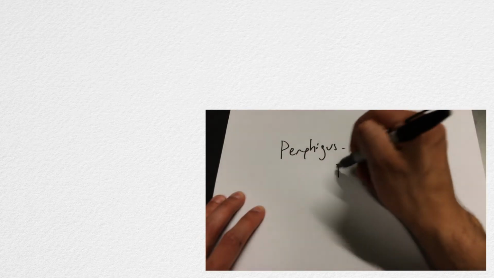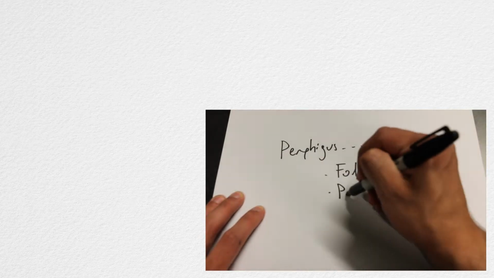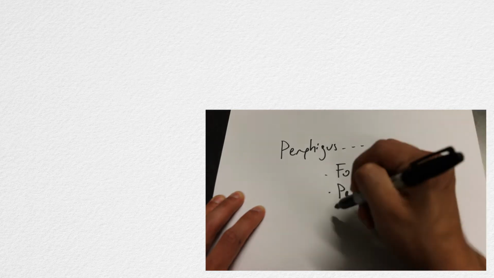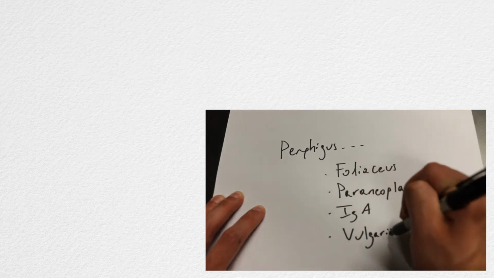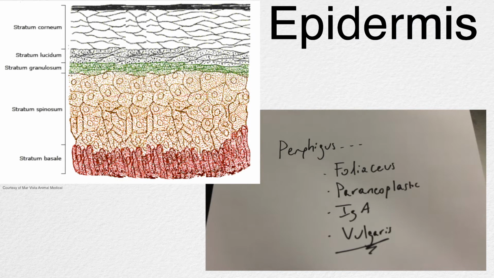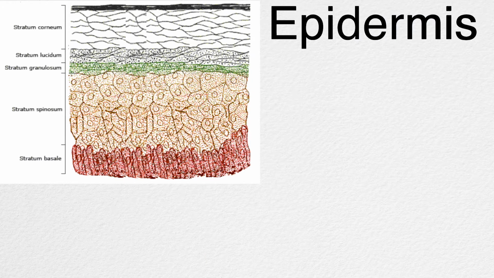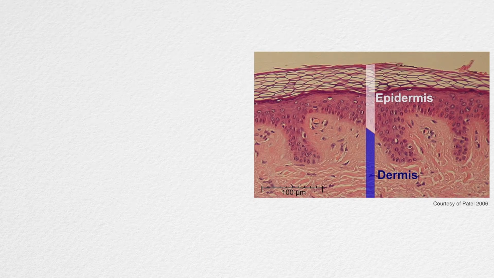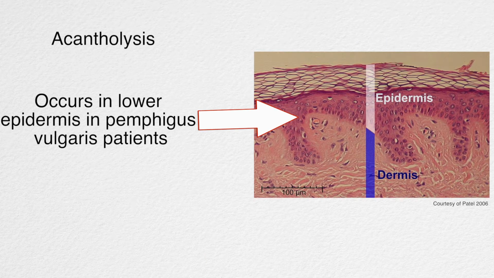Pemphigus as a term refers to a group of relatively rare skin diseases including Pemphigus foliaceus, paraneoplastic, IgA, and what we will focus on, vulgaris. Basically, Pemphigus vulgaris is excessive and intense blistering of your lower epidermis and mucosal membranes. This is noticed under a microscope, or histologically, by a phenomenon called acantholysis, which is just the loss of inner cell adhesion, which leads to blistering.